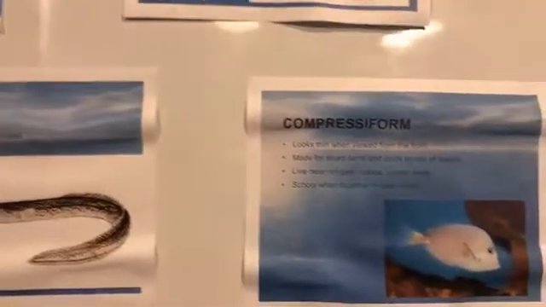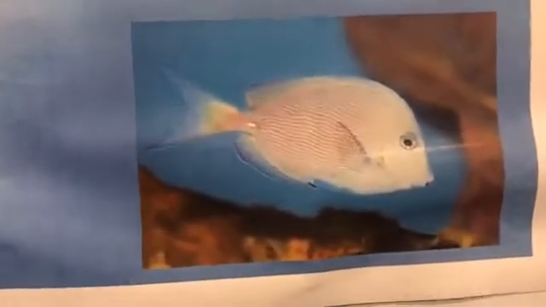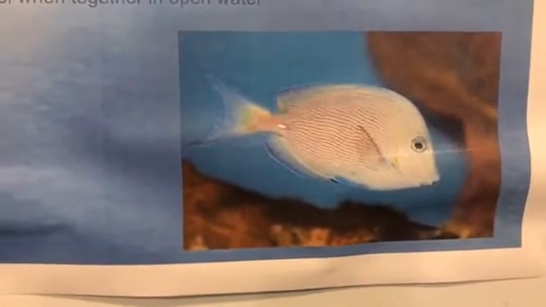Our next one that we're going to talk about is our compressiform, and it looks thin when viewed from the front. So you might be able to only see the snout of the fish and maybe its eyes, but you might not be able to see the rest of it because it is so thin. It's made for sharp turns and quick bursts of speed.